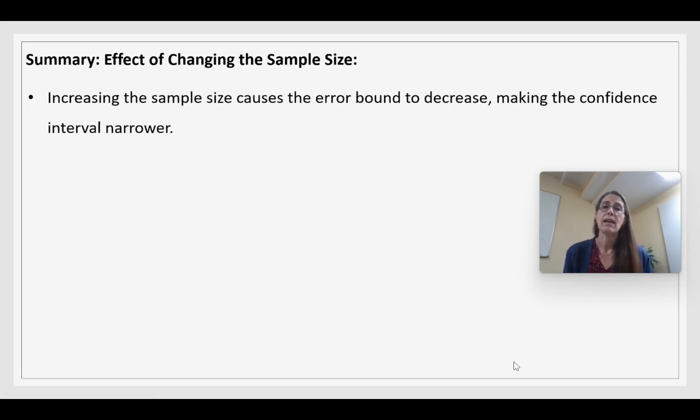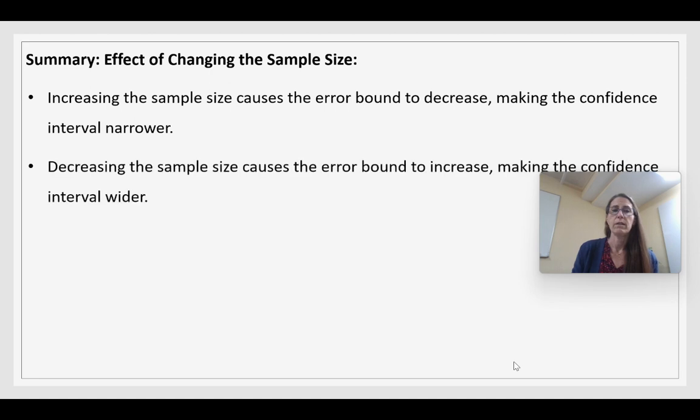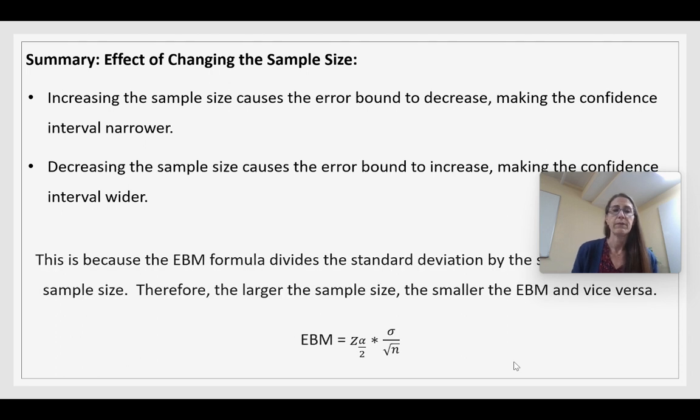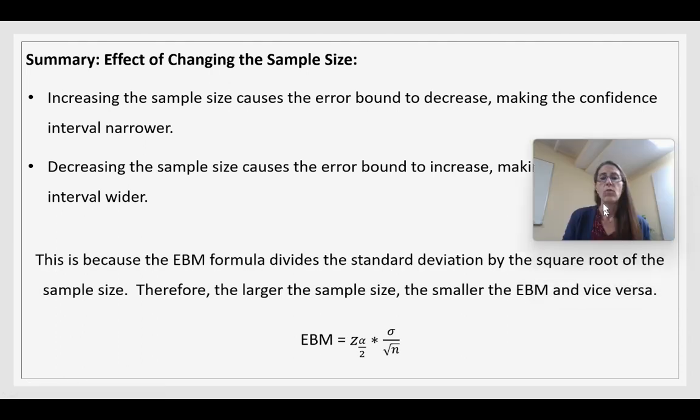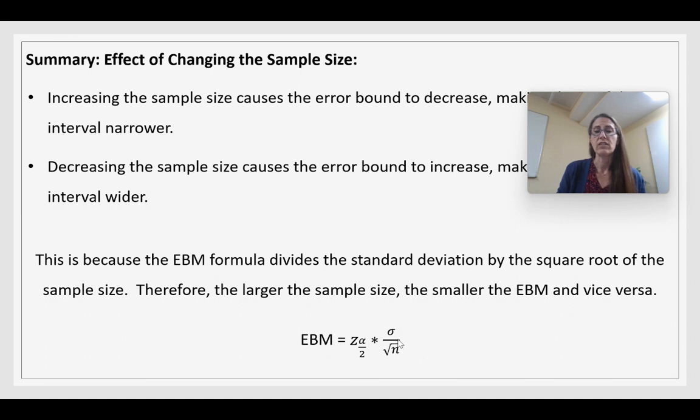So increasing the sample size causes the error bound to decrease, making the confidence interval narrower. Decreasing the sample size causes the error bound to increase, making the confidence interval wider. This is because the EBM formula divides the standard deviation sigma by the square root of the sample size. So the larger the sample size, the smaller this number becomes, so the smaller the EBM becomes, and vice versa. If this is smaller, this gets bigger, so this whole thing gets bigger.